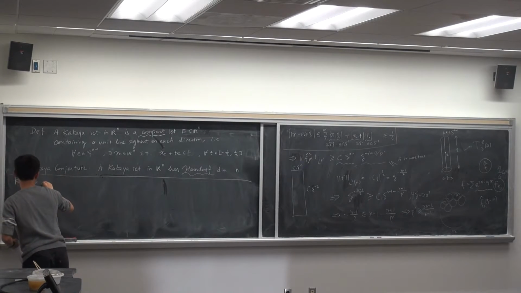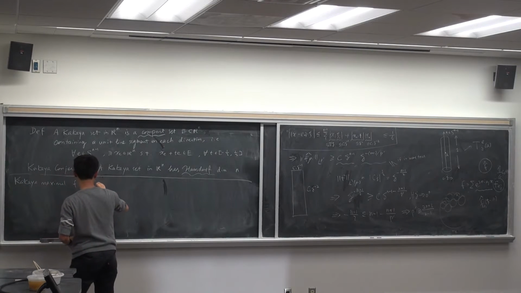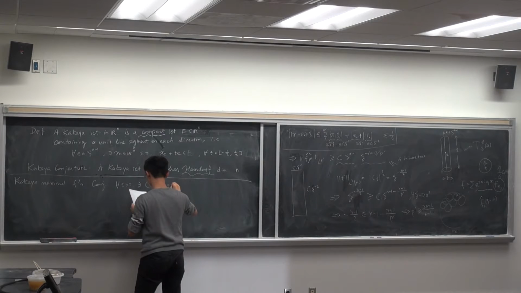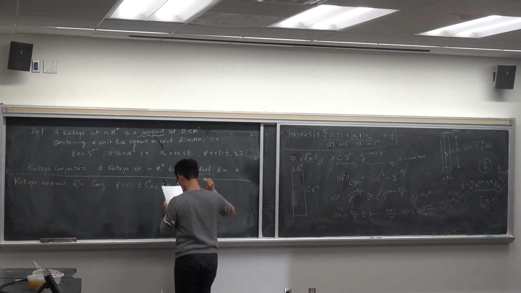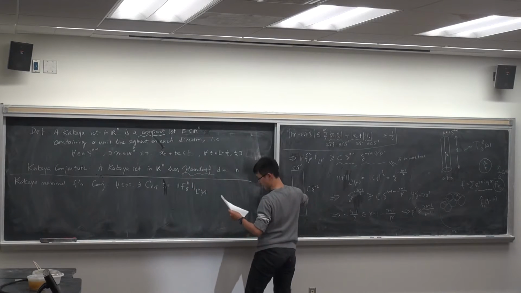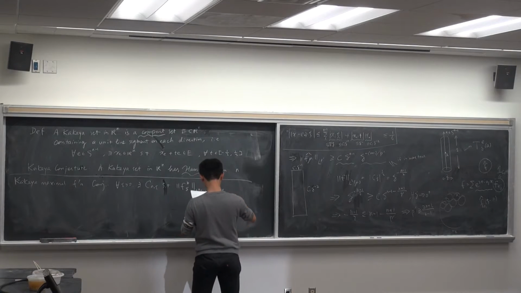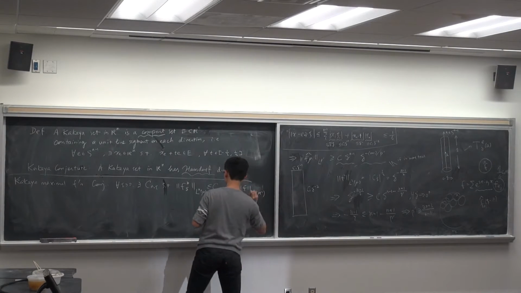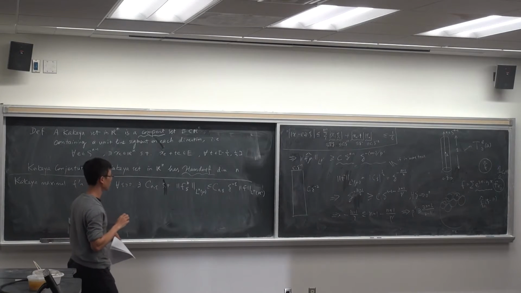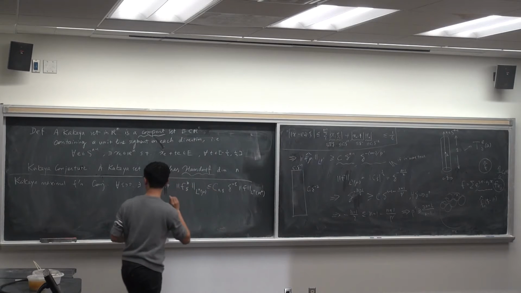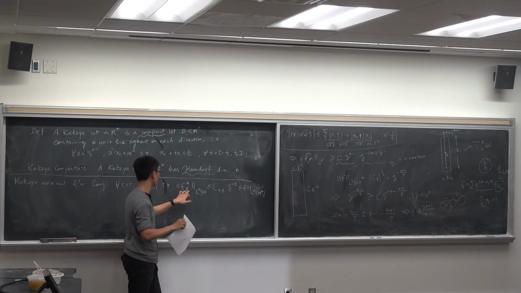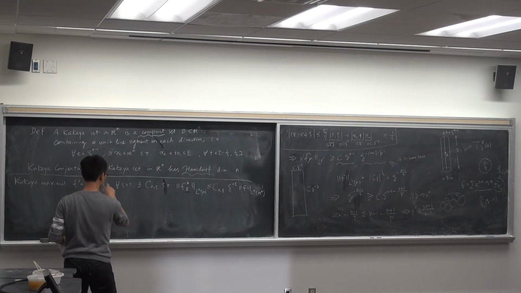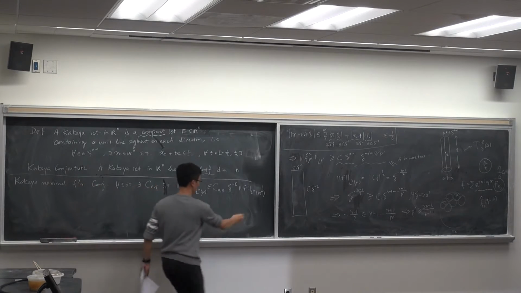So the Kakeya maximal function conjecture says that for all epsilon greater than 0, there exists C_epsilon such that the L^n norm of f delta star is less than or equal to C_epsilon delta to the power negative epsilon times the L^n norm of f on R^n. So, this delta agrees with this delta down here. So, for all delta.